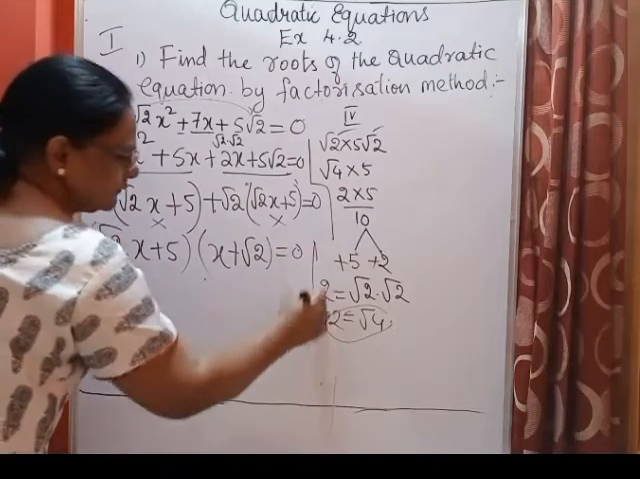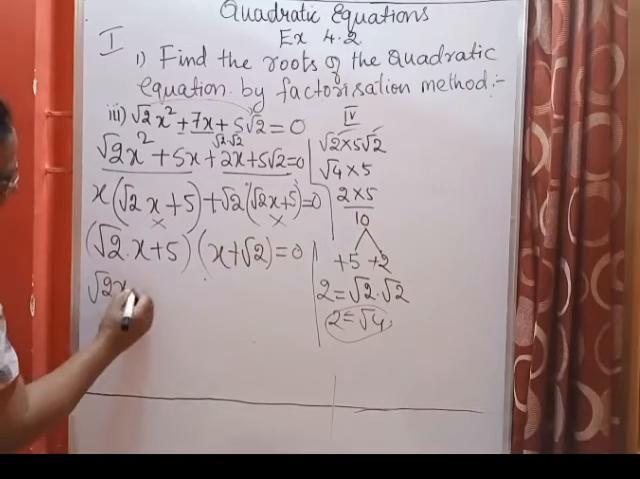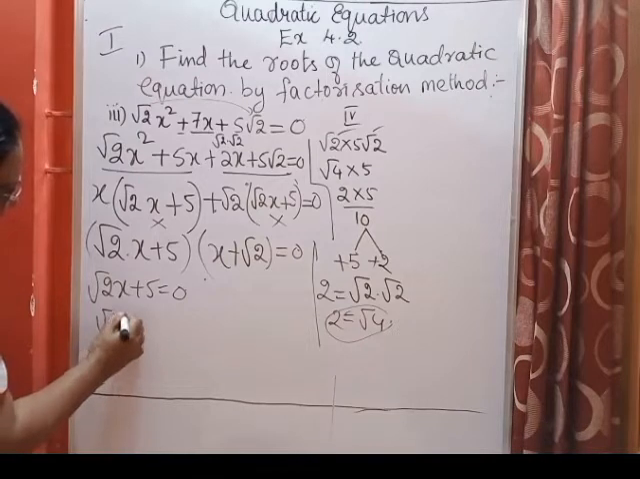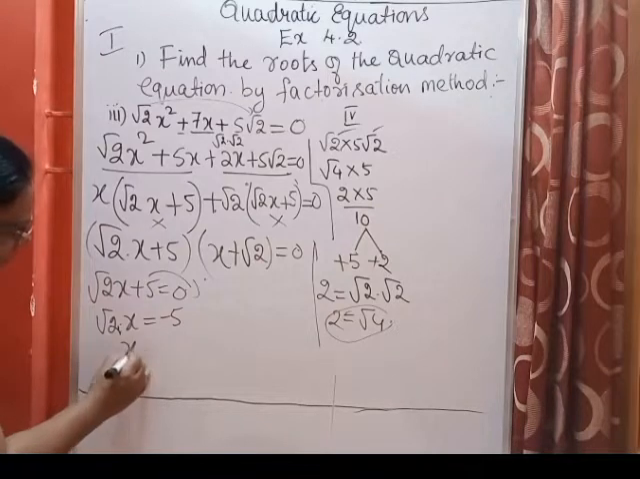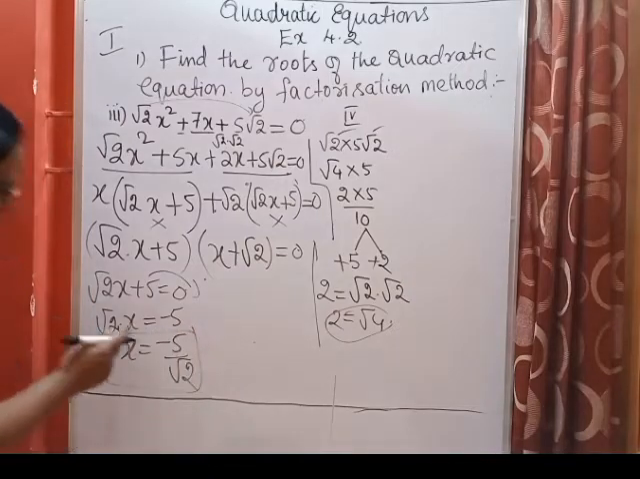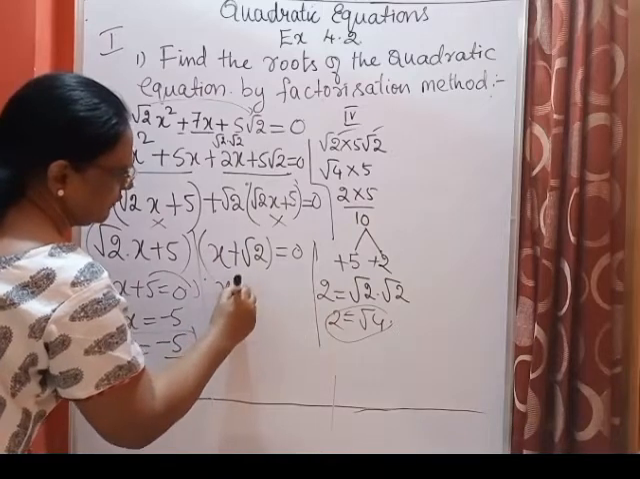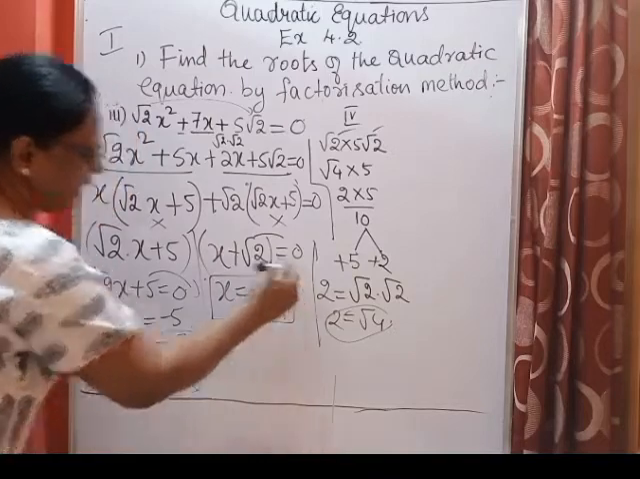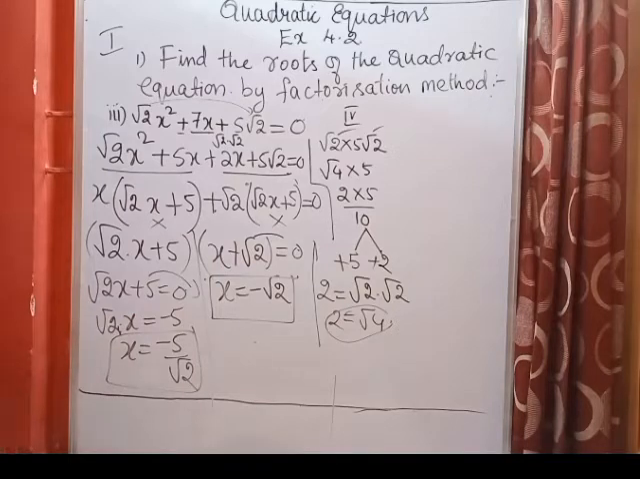Now, here I am going to equate this to 0. Root 2 x plus 5 is equal to 0. Root 2 into x is equal to minus 5. 5 is shifting this side. x is equal to, I want x, minus 5 by root 2. Whatever is the number along with x, the coefficient, put it in the denominator. Here x is equal to, shift here, minus root 2. So the value of x you got directly. x is equal to minus root 2 and here x is equal to minus 5 by root 2.